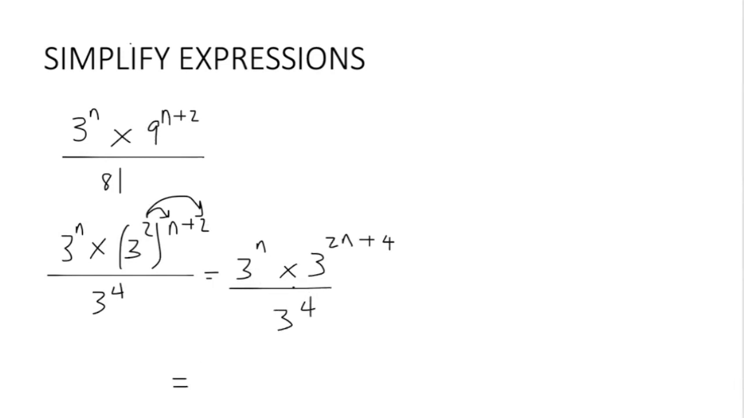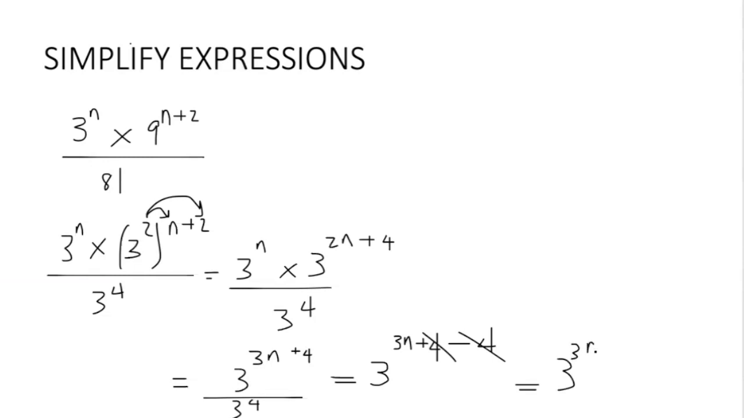Now, bases in the numerator are the same. So I can write it once and apply the rule that says when you multiply, you add. So you add n plus 2n, that gives you 3n. And then I have my plus 4 all over 3 to the 4th. Because of division, we subtract. I will write the base once. Then I have my first power, which is 3n plus 4, minus the second power, which is 4. So these will cancel. And what I'm left with is 3 to the 3n.